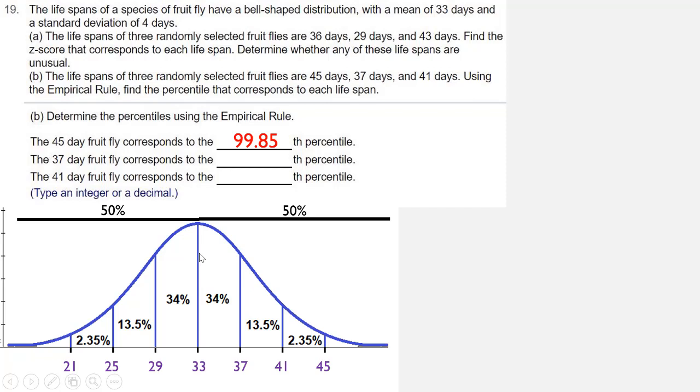So when we're looking at the 37-day fruit fly right here, the 37-day fruit fly corresponds to a percentile value of 34 plus 50 from the center to the left, which would be the 84th percentile. And then for the 41-day fruit fly, we count up the percentages to the left, because remember, percentiles represent what percent of data values fall below on the particular graph. So that's going to be 13.5, 34, and then this 50 from the center to the left. And when you add those together, you get 97.5.